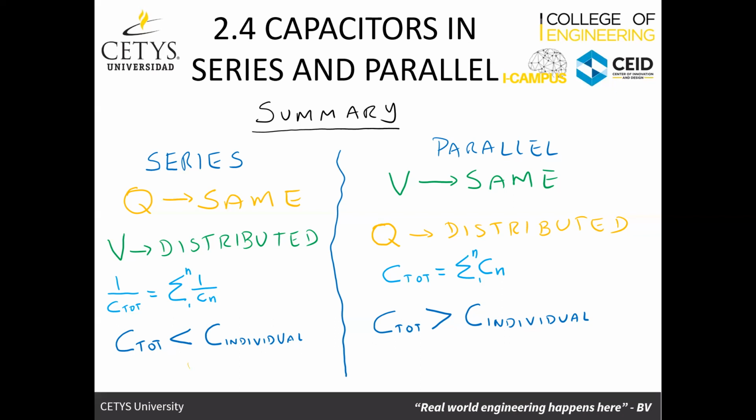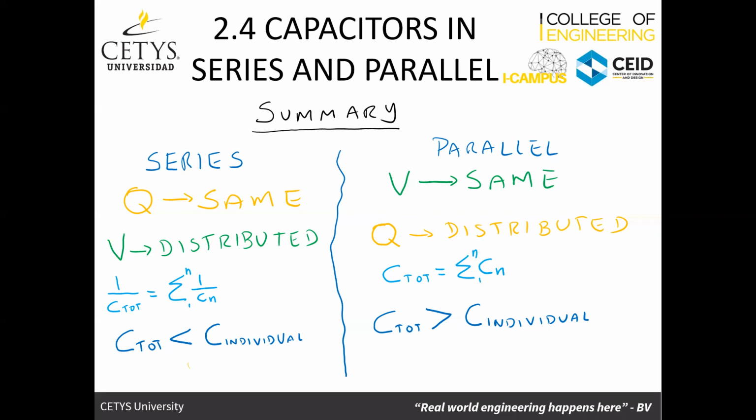In the case of a parallel array or connection, the voltage is always going to be the same. The charges are going to be distributed. Here it's much simpler. The total capacitance is simply going to be the algebraic sum of each of the individual capacitances. It's always going to be positive. A capacitance is never going to be negative. And the total capacitance is going to be larger than the individual capacitance in the circuit. Okay, so that's kind of a summary of what we were talking about last class.